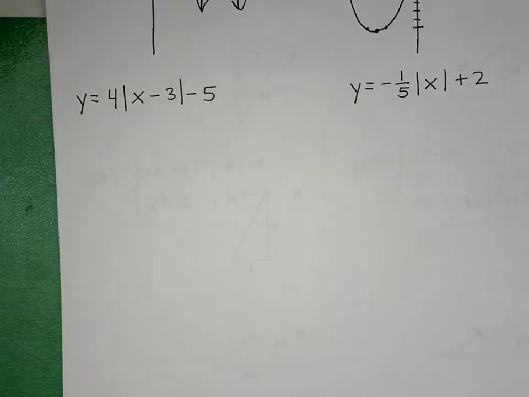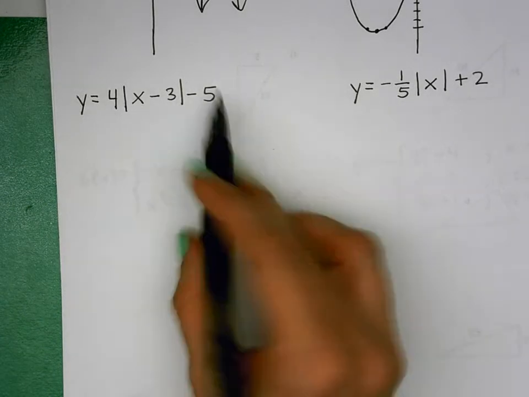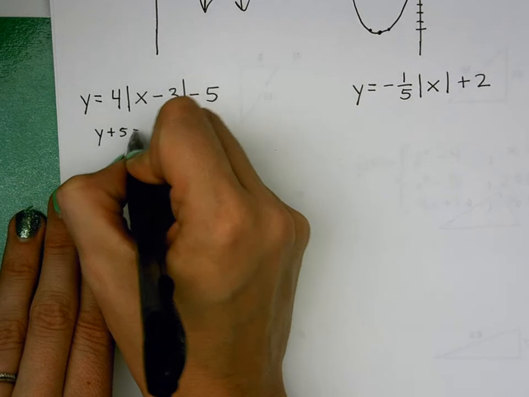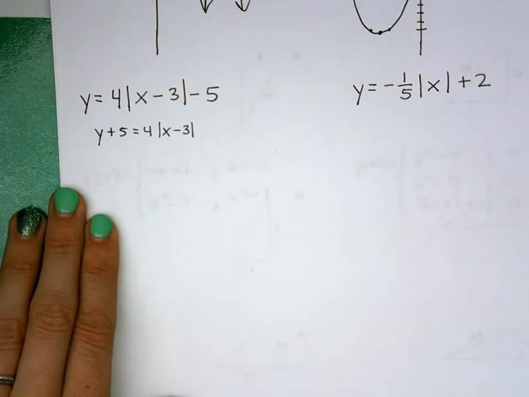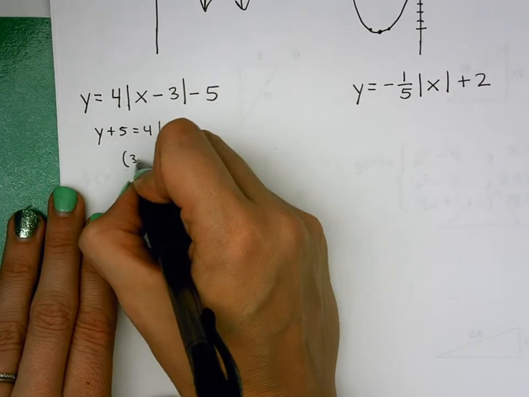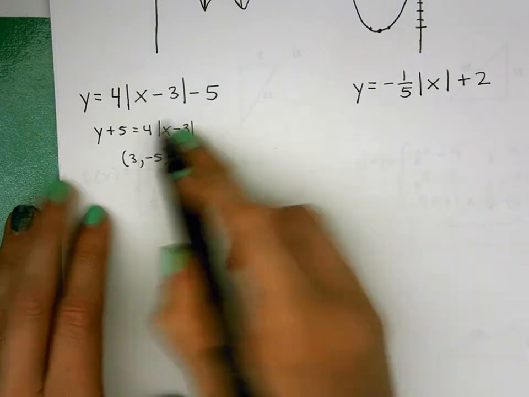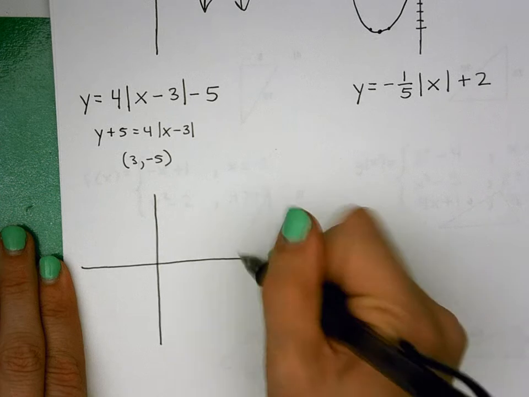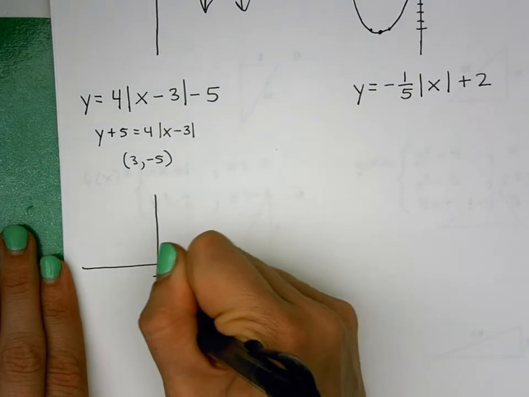Okay, so here we go. We have y equals 4 times the absolute value of x minus 3 minus 5. Let's go ahead and turn it into our descriptive form. Y plus 5 equals 4 times the absolute value of x minus 3. My initial point, my vertex, my x is going to be positive 3, my y is going to be negative 5, and then my slope is 4. So here we go. Positive 3, negative 5.